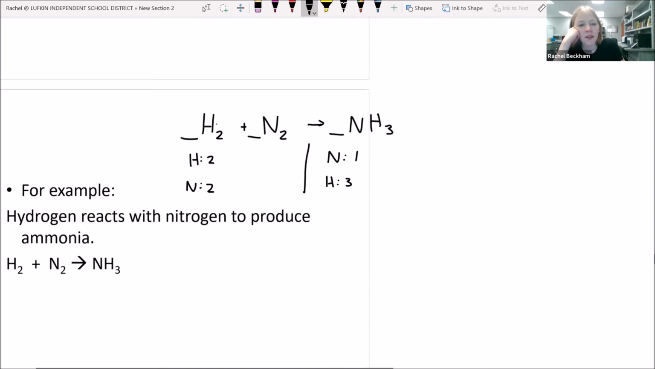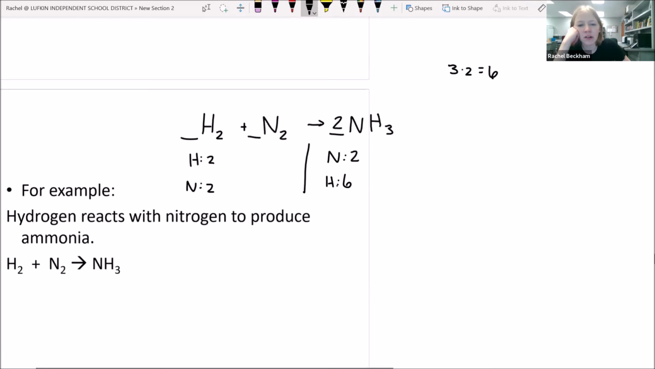So we need to find the least common multiple between 3 and 2. So 3 times 2 equals 6. That's our least common multiple. So to get this side to 6 H's, I'm going to put a 2 right here, because 2 times 3 equals 6. Right? That also affects my nitrogen. Now I've got 2 times 1, so 2 nitrogens.